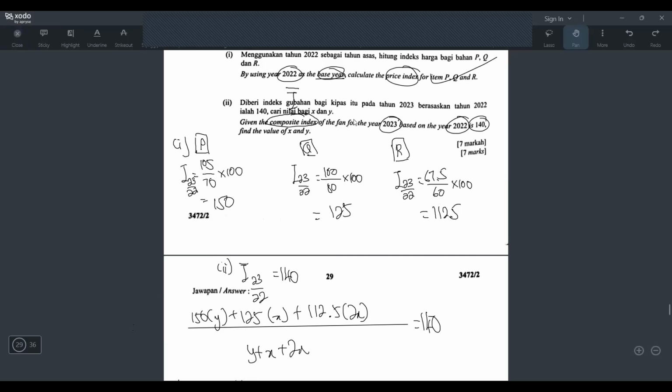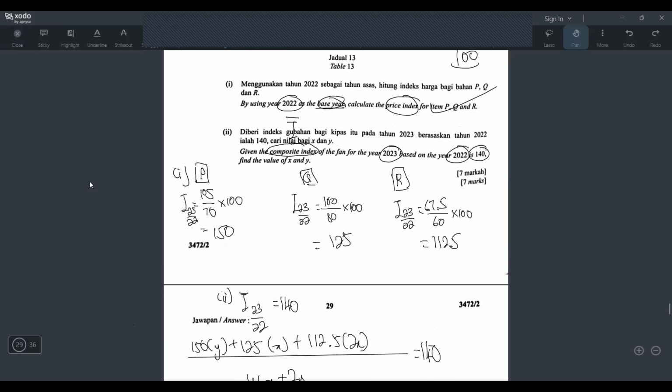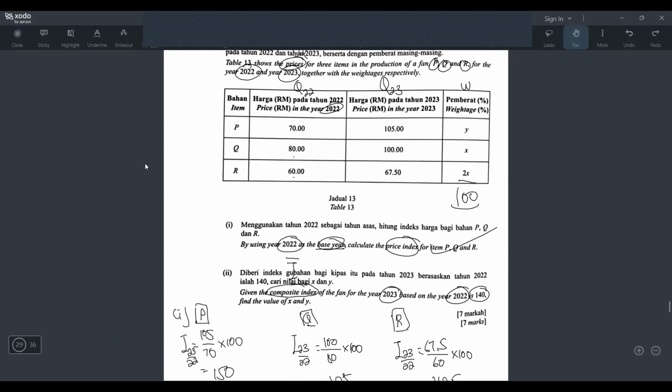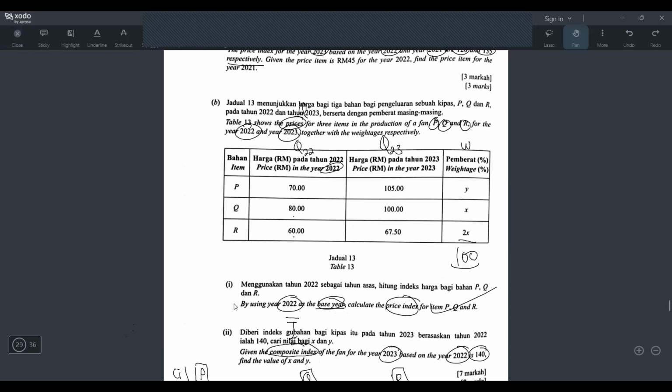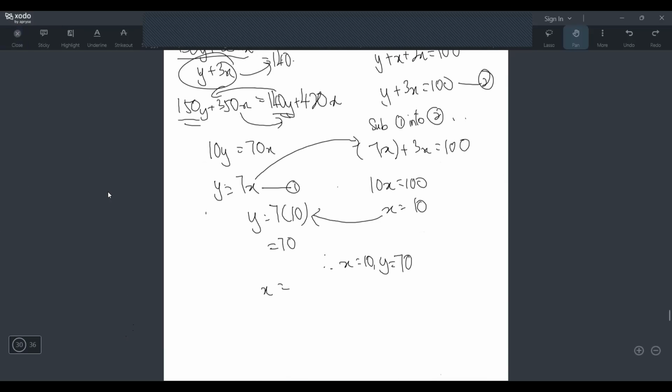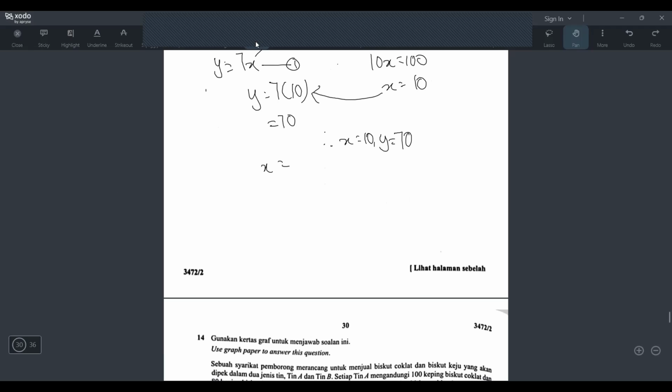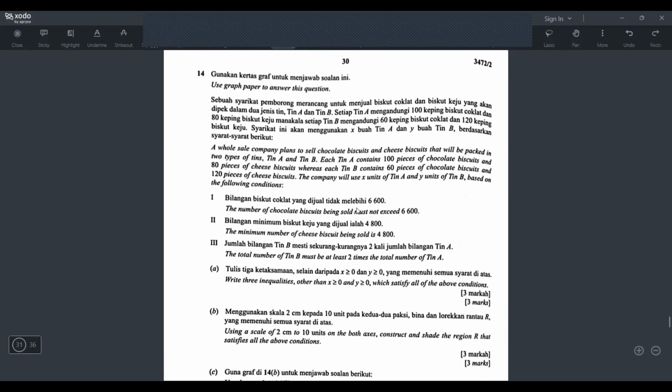Okay, is that what they want? Find the value of x and y. So yeah, 7 marks. Okay, so full marks already, right? 3 marks. Yeah, finished already. 10 marks. Okay, done. Okay, this one erase. Okay, that's the final answer.